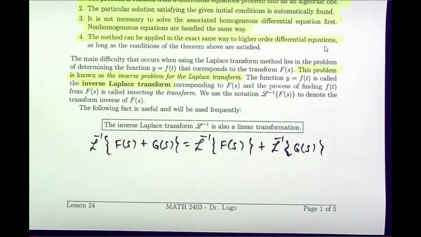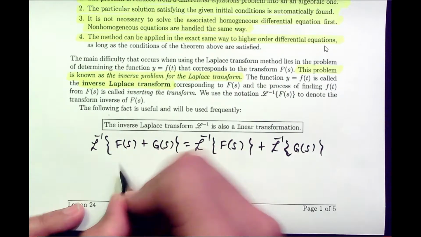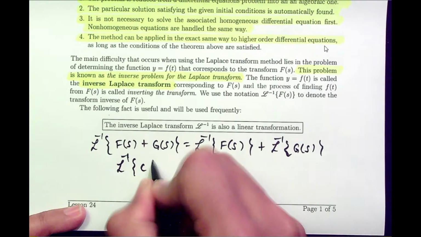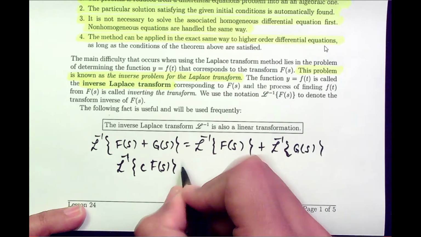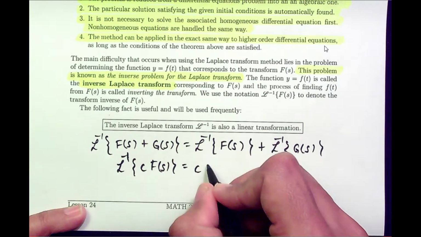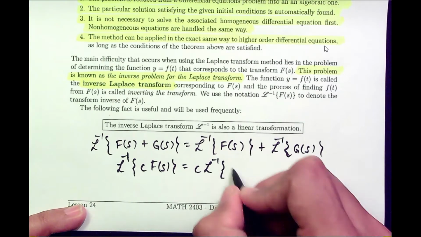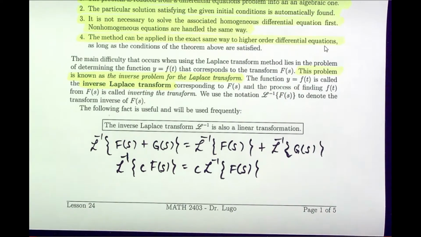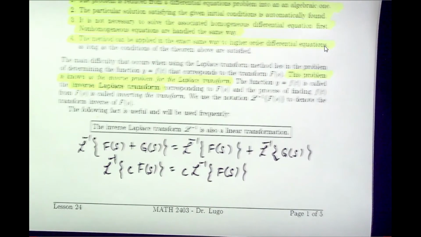Okay, and it also works with constants. You can also pull them out. So if you're trying to find the inverse Laplace transform of c times some capital F, you can pull out the constant and just worry about the rest. Okay, so that is true. So that's going to help us simplify the problem of trying to go back and find the inverse Laplace transform, which is going to be the solution to the DE.